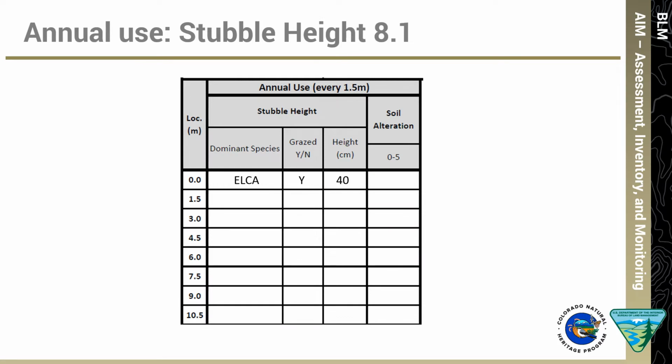Here is an example of how stubble height would be recorded on a datasheet. For each location on the transect, in this case, the 0 meter location, the dominant graminoid species in the tuft grab is recorded, in this case, Elymus canadensis, or ELCA. Then it is marked yes or no whether it is grazed at all, in this case, yes. Then its leaf height is recorded in centimeters. In this case, the average leaf height of the tuft grab of Elymus canadensis is 40 centimeters.